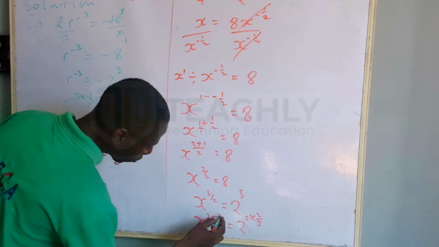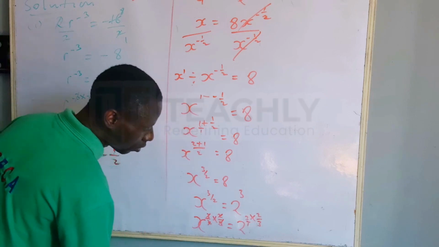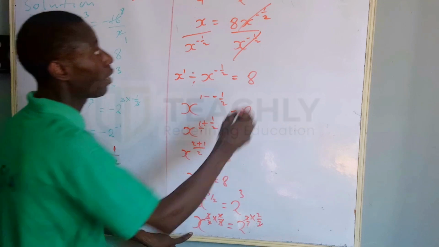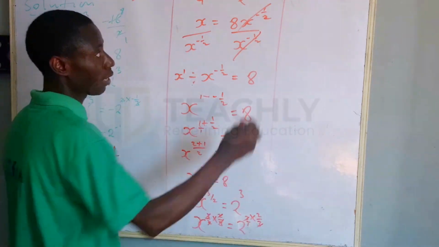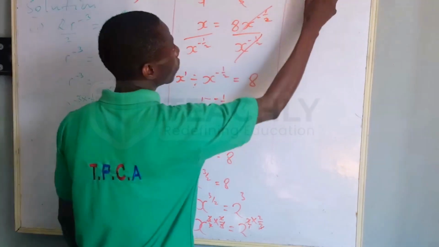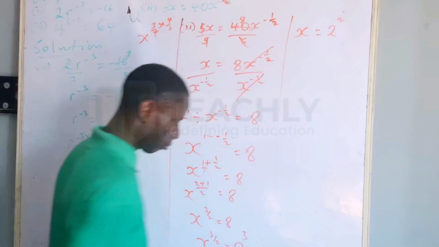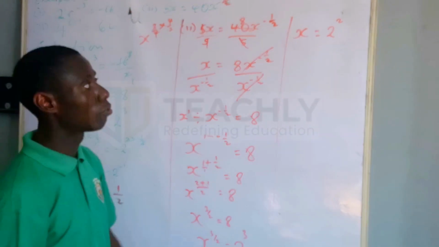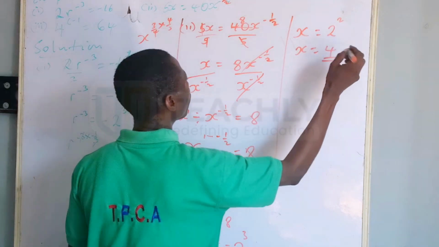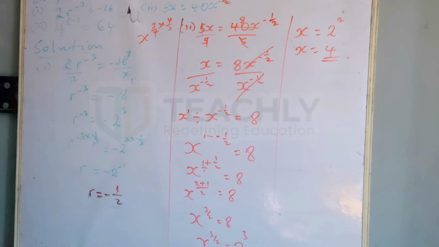So here, 2 cancels 2, and 3 cancels 3. 3 is 3 over 1, so 3 cancels this 3 here. What I have left here is x. x has power 1, so x equals 2^2. What I'm having left here is 2 squared. So our final answer here is x = 4. That's our final answer for this. So x is equal to 4.